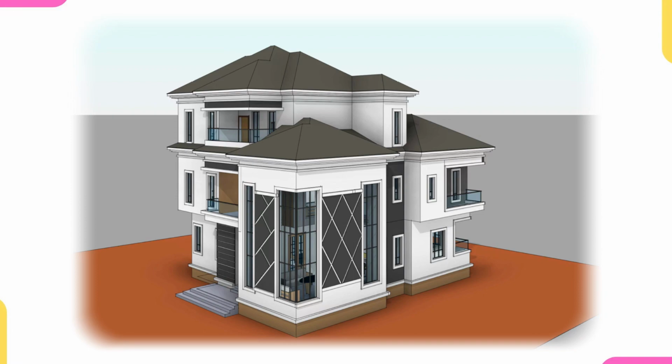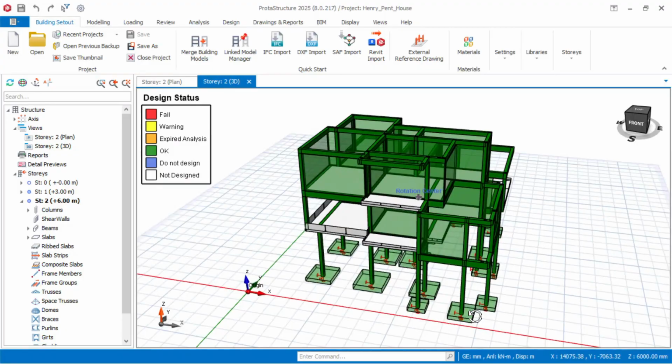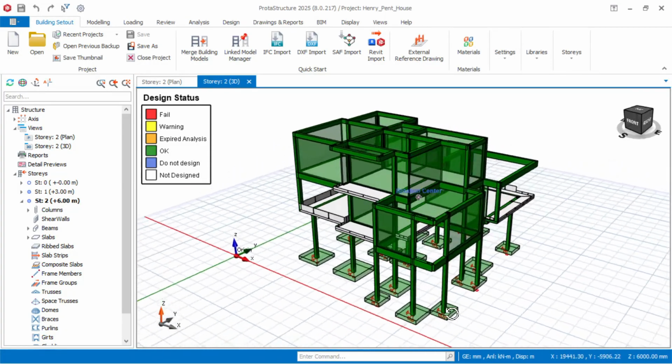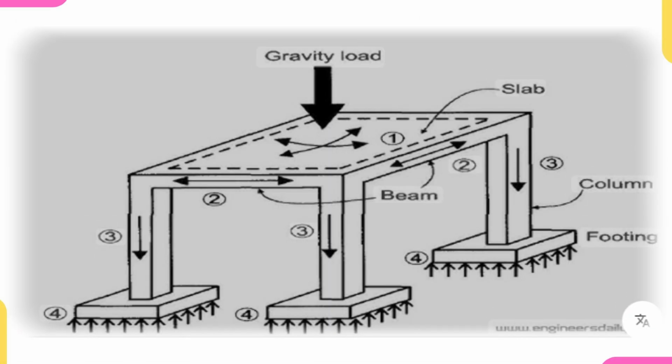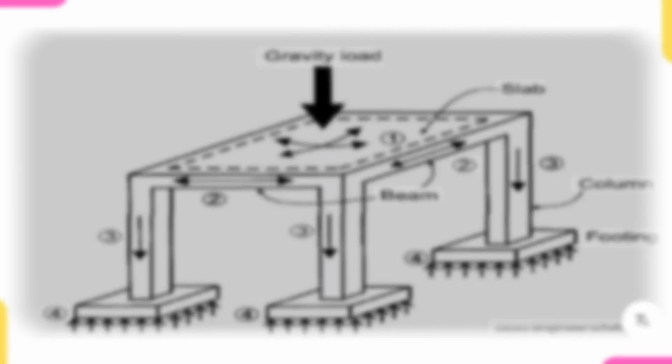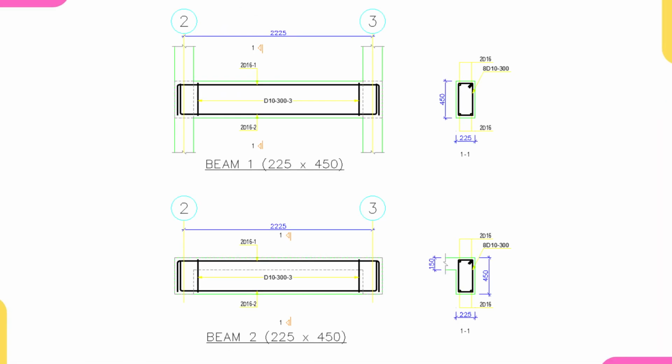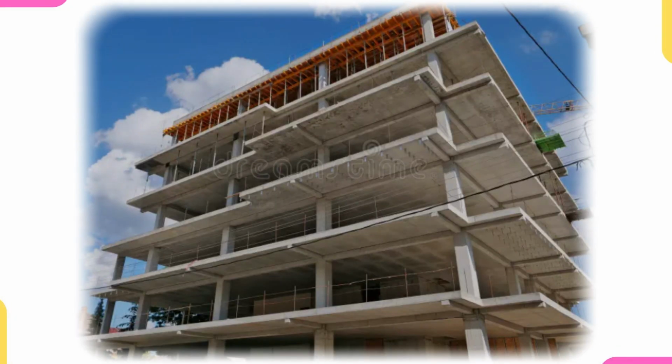If you clicked on this video, it's probably because you want to learn how to detail a beam professionally, and I will show you everything you need to know about beam detailing. Now, here is what makes beams so critical. They carry load from the slab and transfer the load straight to the column. So any mistake in beam detailing affects every other member that depends on it.